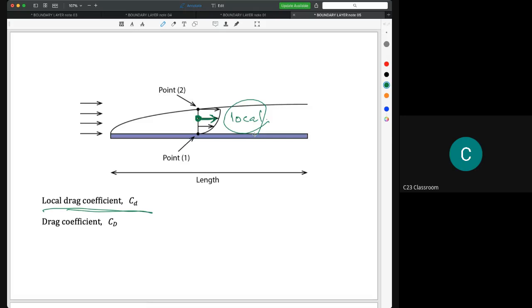So, for example, we have a point number 1 here. So, the local drag coefficient at point number 1 here, it has a specific value. And what is the drag coefficient? So, the drag coefficient is the total drag coefficient for the whole system, for the whole object. So, local drag coefficient membawa maksud drag coefficient pada satu titik yang tertentu, dan drag coefficient membawa maksud drag coefficient untuk keseluruhan sistem.